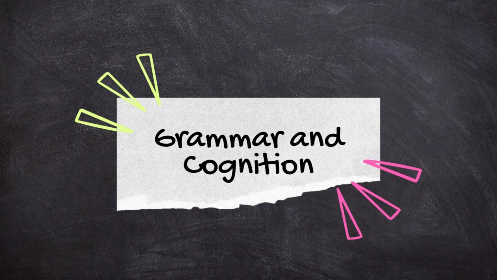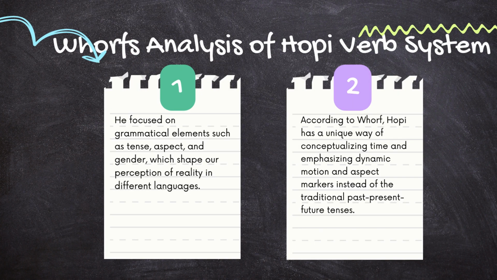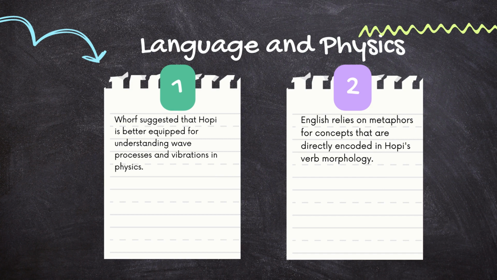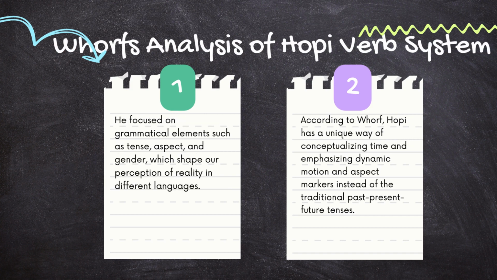Grammar and cognition. Whorf's analysis of Hopi's verb system. Firstly, Whorf focused on grammatical elements such as tense, aspect, and gender, which shape our perception of reality in different languages. According to Whorf, Hopi has a unique way of conceptualizing time, emphasizing dynamic motion and aspect markers instead of the traditional past, present, and future tenses.